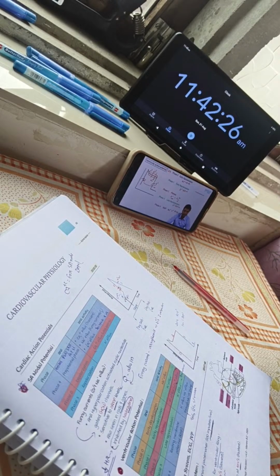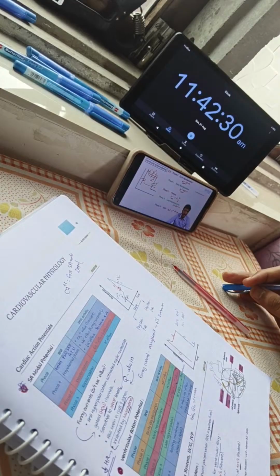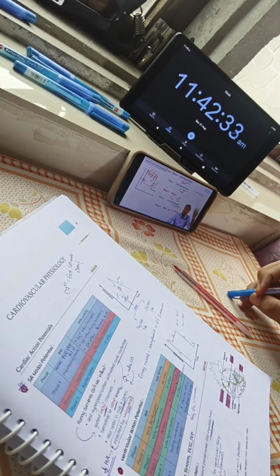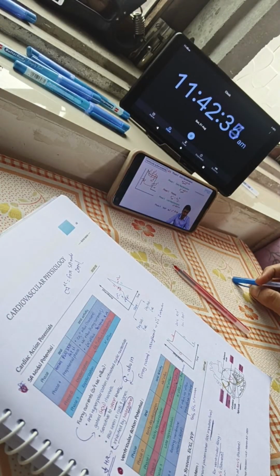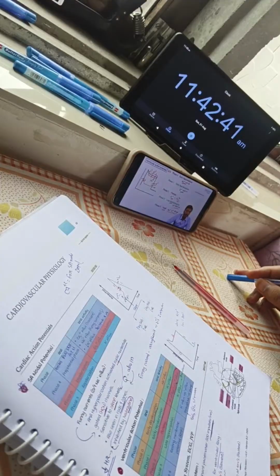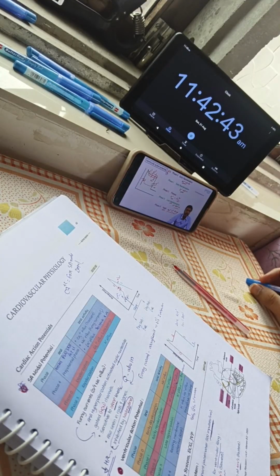That's all. So early depolarization, sodium influx. Early depolarization, sodium influx, potassium efflux. Plateau phase, potassium moving out is efflux, balanced by L-type calcium coming inside, calcium influx. Late repolarization, again potassium moves out, potassium efflux. Maintaining resting membrane potential with the help of the sodium-potassium pump. This is about the ventricular action potential.